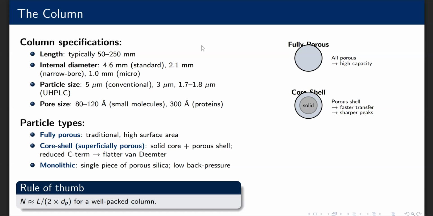It has a solid, non-porous core surrounded by a thin porous shell. Because the diffusion path is much shorter, the C term is dramatically reduced, giving sharper peaks even at higher flow rates. A 2.7 micrometer core shell particle can match the performance of a 1.8 micrometer fully porous particle at much lower pressure. This has been one of the biggest practical advances in HPLC in the last 2 decades. The rule of thumb at the bottom, N approximately equals L over 2 times dP, lets you estimate plates for a well-packed column.